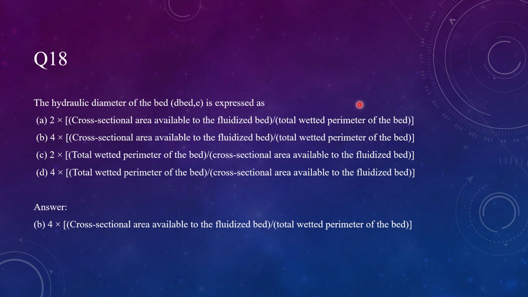What is the unit of hydraulic diameter? It would be in meter. So in this format itself you can eliminate two of the options. Option C and option D would get eliminated because they are giving meter by meter square, which is giving 1 by meter. That is not the desired result.